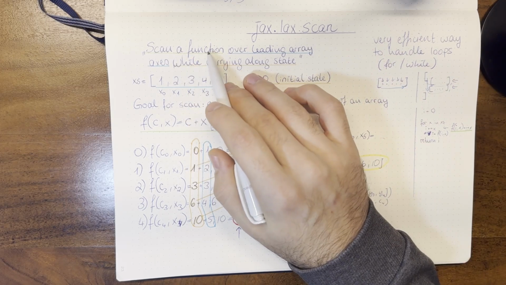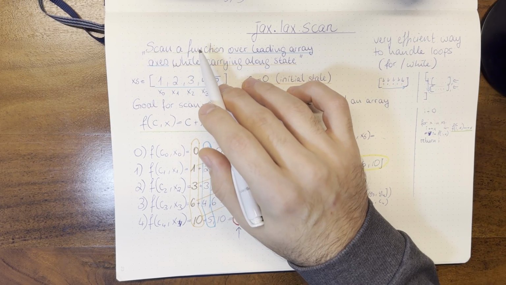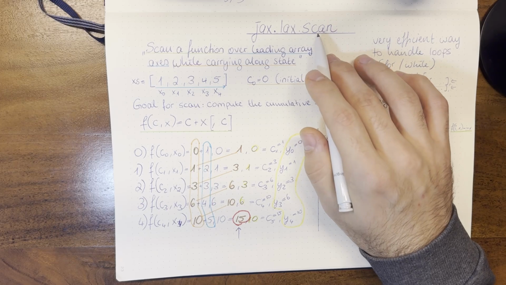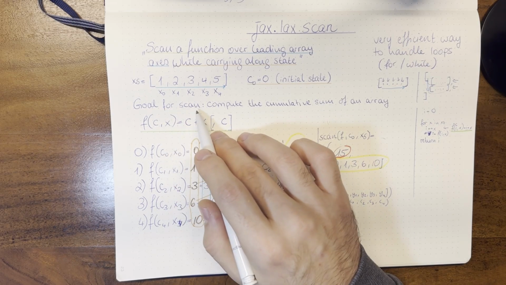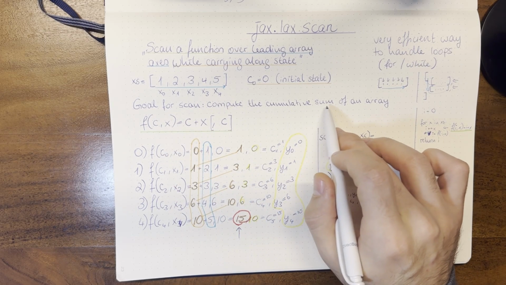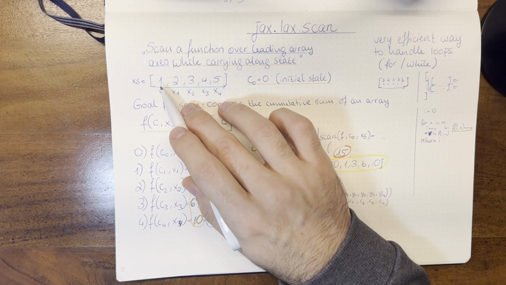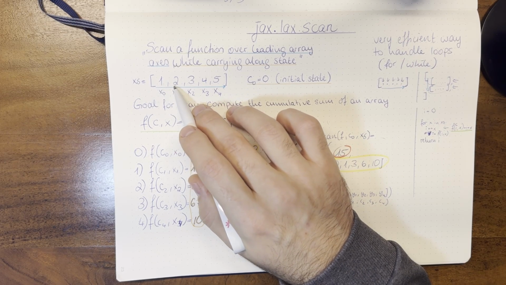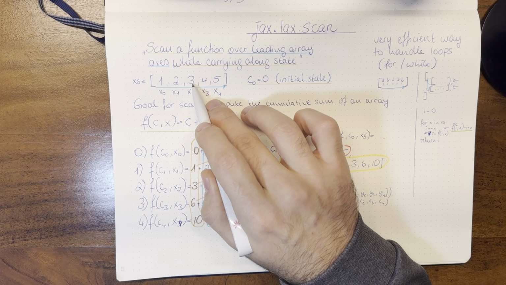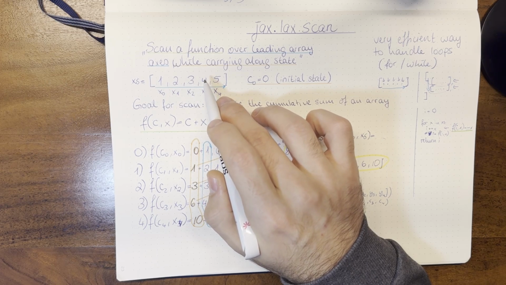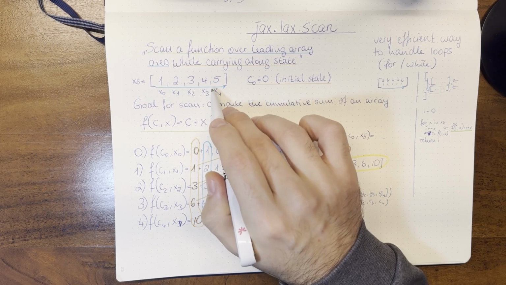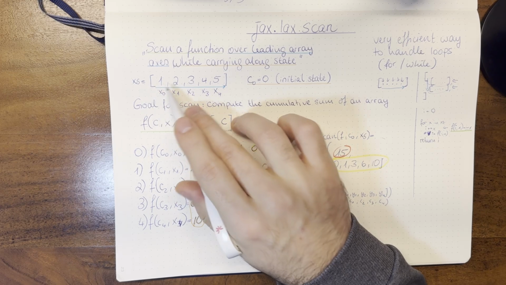And for the final part, before we define this function, let's think of a goal that we want to achieve with the scan function. Let's define this goal as computing the cumulative sum of an array. In this example, the cumulative sum would be 1 plus 2, that's 3, 3 plus 3, that's 6, 6 plus 4 is 10, and then 10 plus 5 is 15. So the cumulative sum of this array is 15.